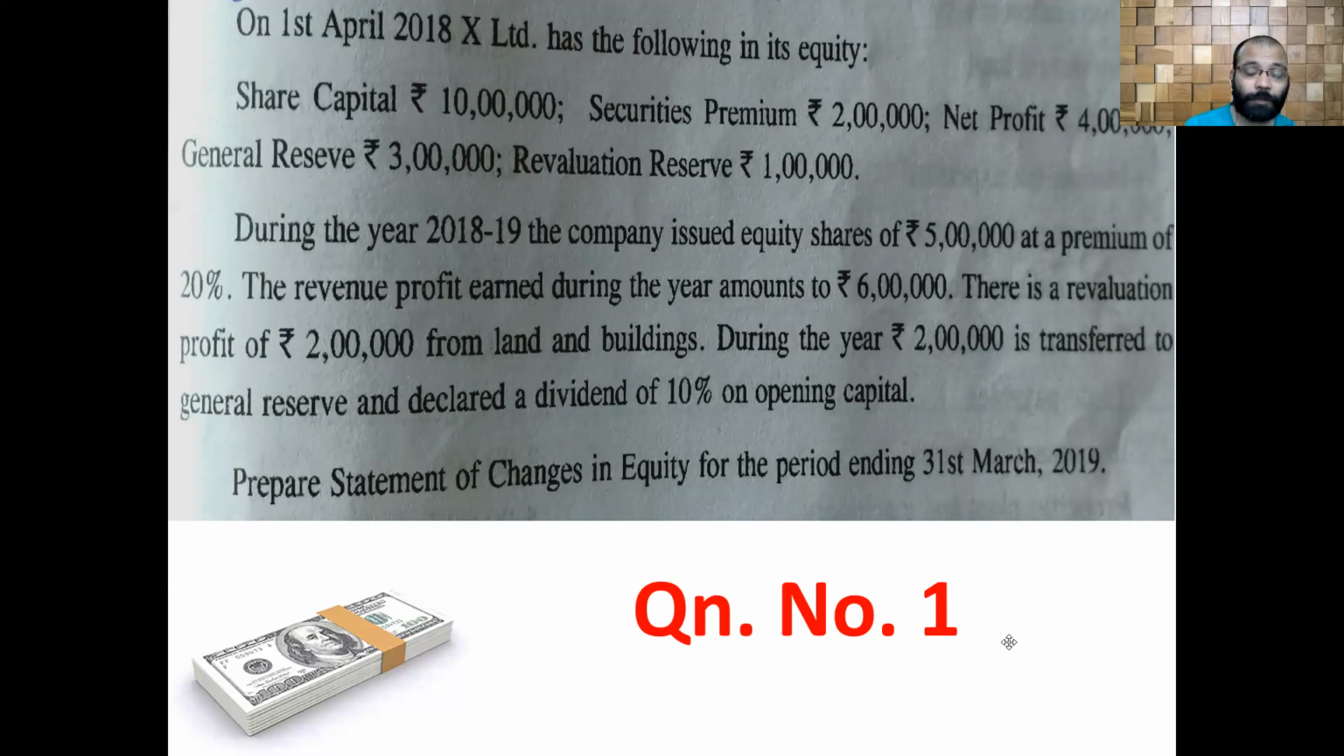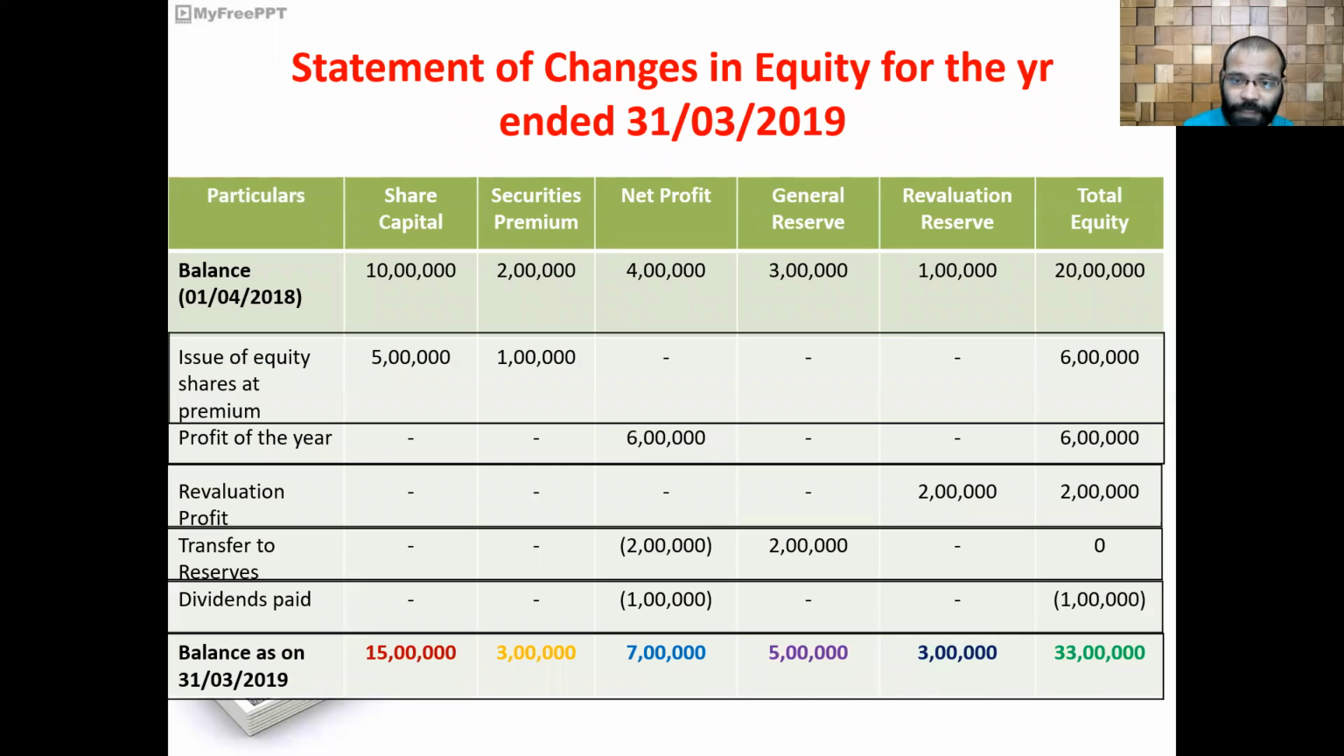This is the SOCE for the period ending 31st March 2019. This is the question. Now we have to form the 5 columns. So I am writing out the 5 columns here. The first thing is the particulars. Balance, that's the opening balance. Then share capital as per the question, 10 lakhs. Securities premium given as 2 lakhs. Net profit given as 4 lakhs. General reserve given as 3 lakhs. Revaluation reserve given as 1 lakh. The total of all this gives 20 lakhs.